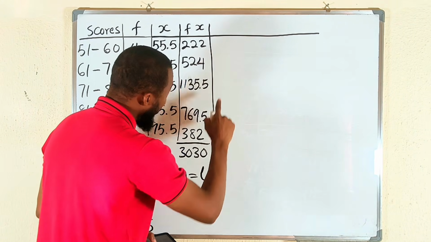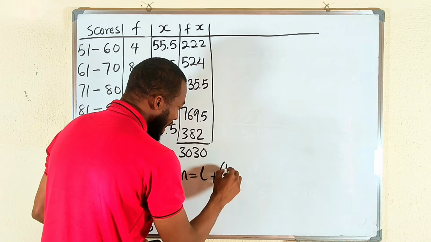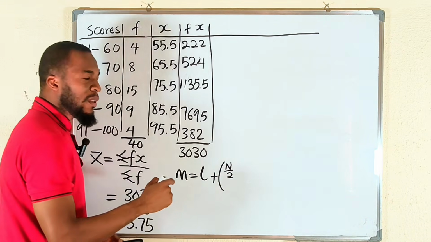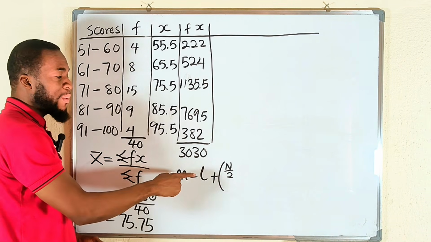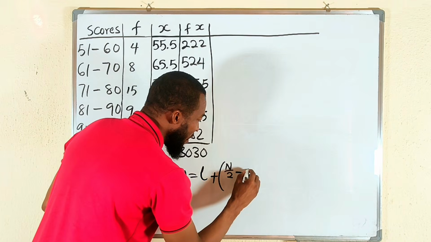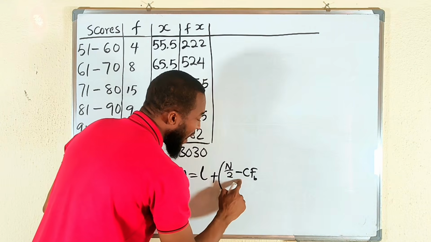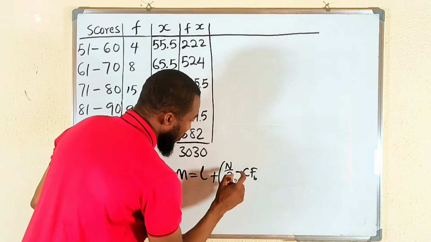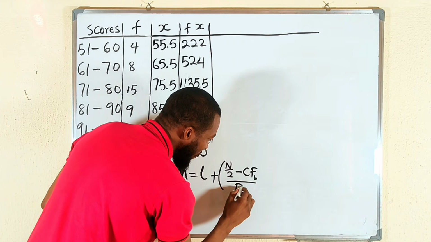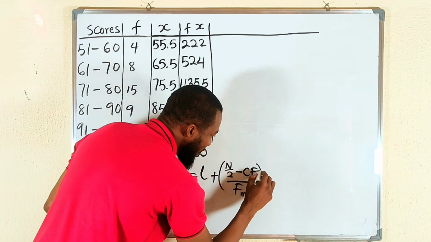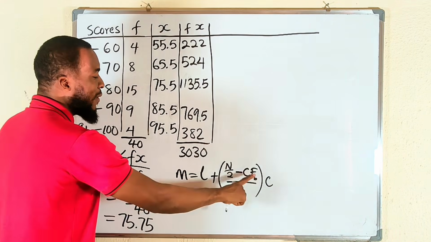So what I'm going to do, I am going to form it here. The formula is L plus N divided by 2, meaning sum of the students, N divided by 2. The sum of the students is 40, divided by 2 will give us 20. Minus the cumulative frequency before that class, before the median class. We are going to form a cumulative frequency again, divide by the frequency of that median class multiplied by the class size.